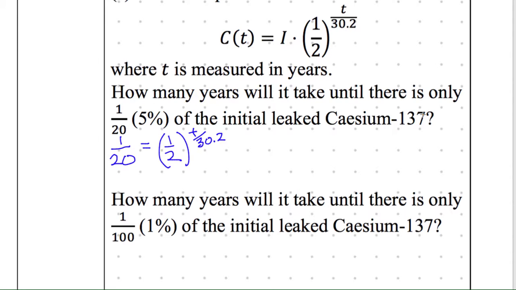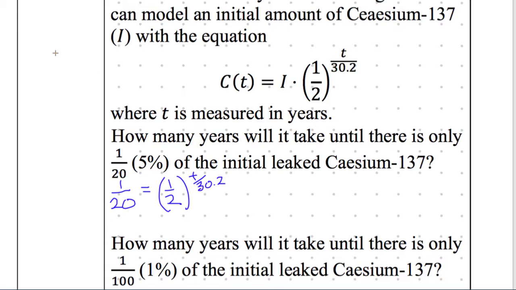So, I want to take two cases. Someone shout out a number between 10 and 100. 5, 6, wait. I heard 10. I think we need to go back to kindergarten. C of t is equal to 10 times 1/2 to the power of t divided by 30.2. Don't write this down again. So, I need this to be 1/20th the amount. What's 1/20th of 10? What's 10 divided by 20?